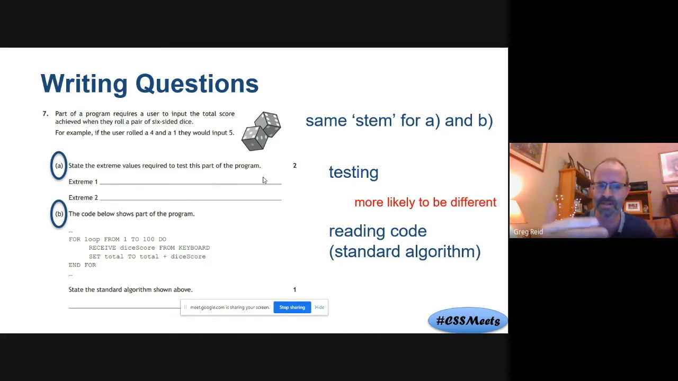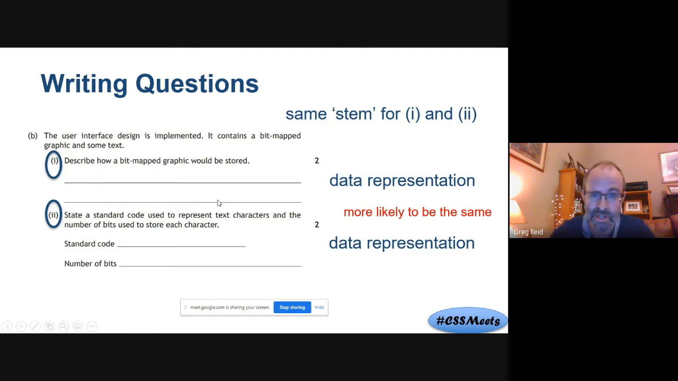So that's what makes it an A and a B, as opposed to a 1 and a 2, which also has a stem. It's a sub-stem within the question. But the 1 and the 2 will be about the same thing. So both of those questions are about that stem, and both of those questions are about data representation. And that's what makes them a 1 or a 2 rather than a B and a C.